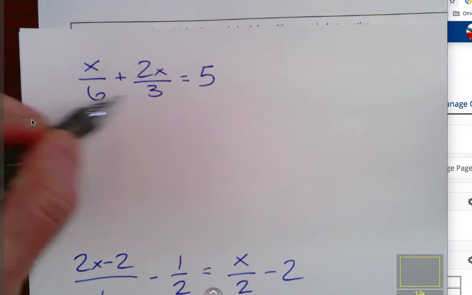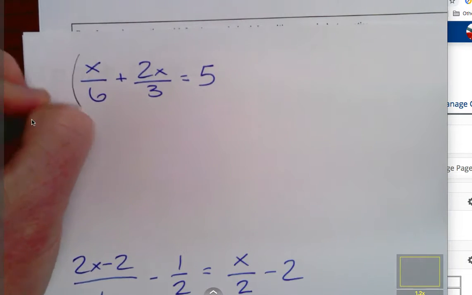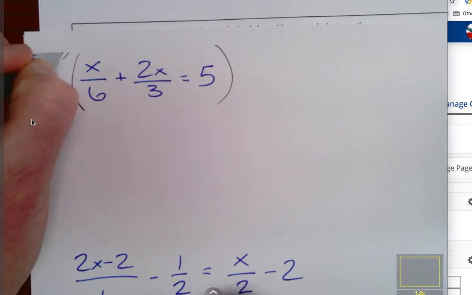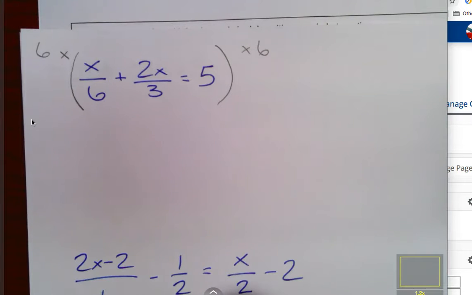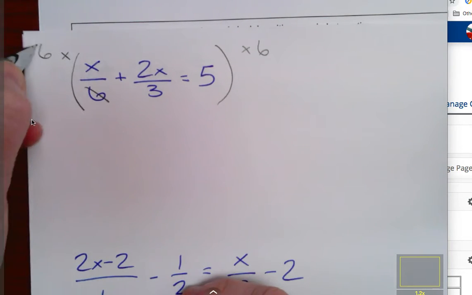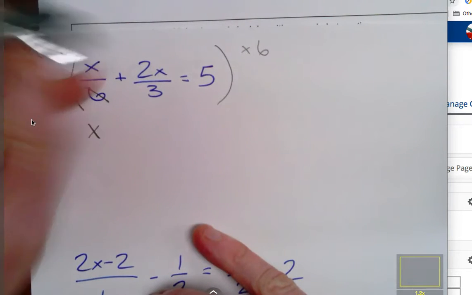So I want to clear these fractions, meaning what is the least common multiple of 6 and 3? So 6 and 3, their least common multiple is actually 6. So I'm going to multiply everything through by 6. Okay. So 6x divided by 6 is just 1x. Probably shouldn't have crossed that out. Sorry, leave that there.